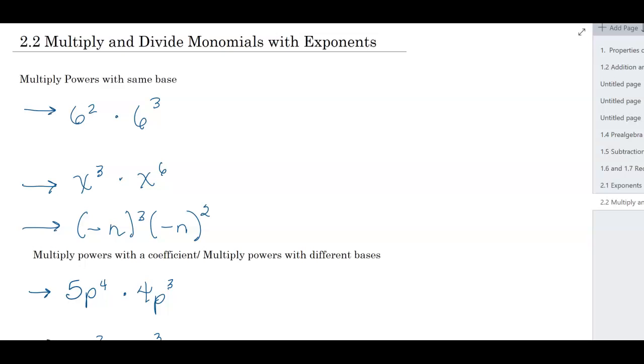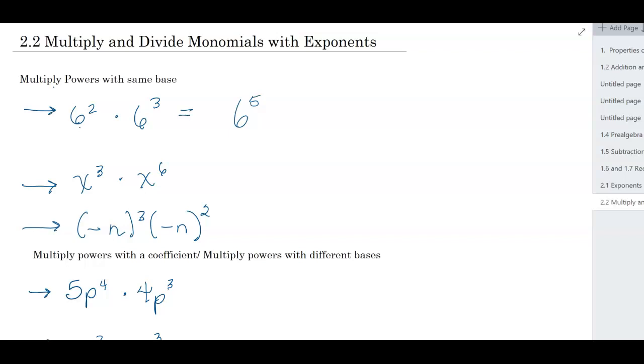Hey, I hope you have your notes ready because this is going to be a whole lot of examples talking about how to multiply and divide monomials with exponents. So notice here that I have the same base. We're going to start with multiplying powers with the same base. When you have that, the rule is keep the base and then add the exponents. But I want you to see why.